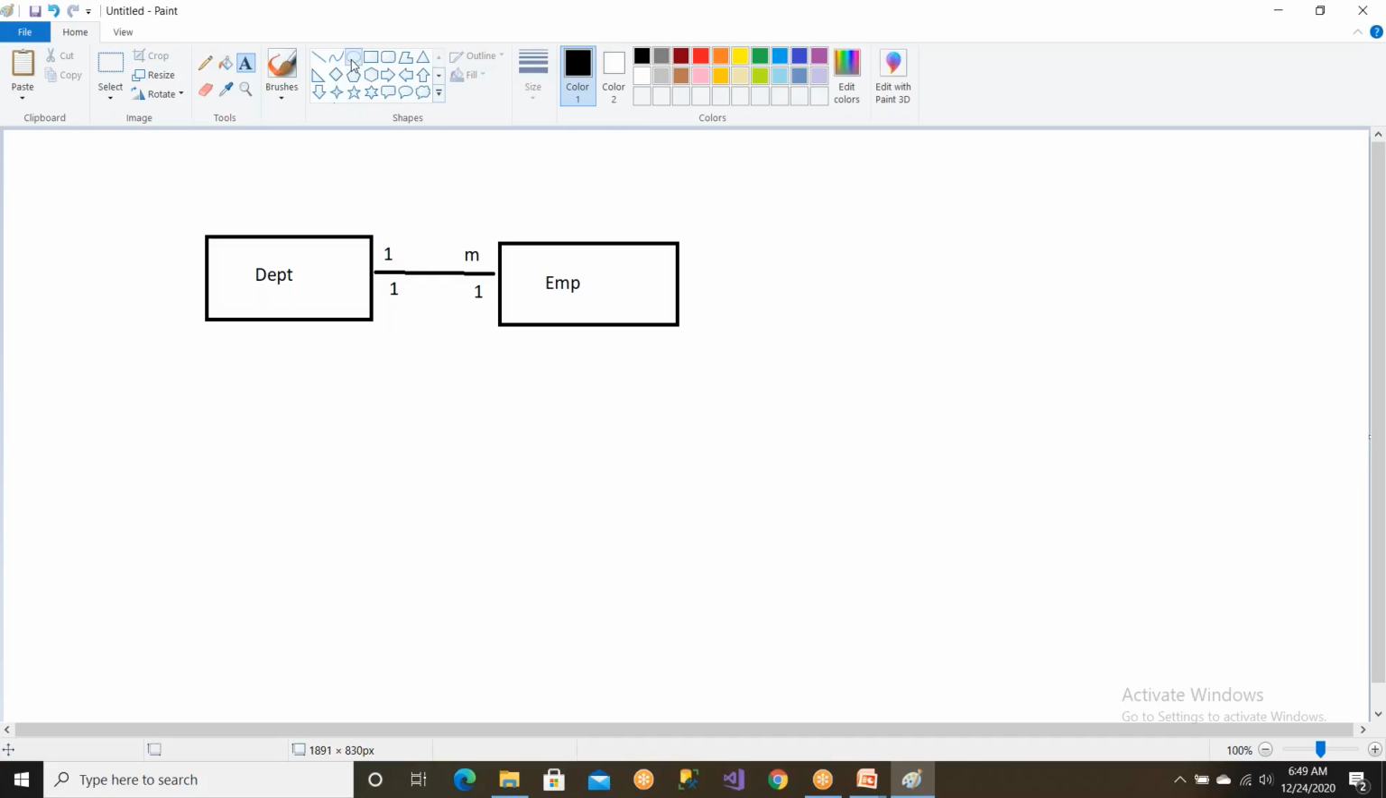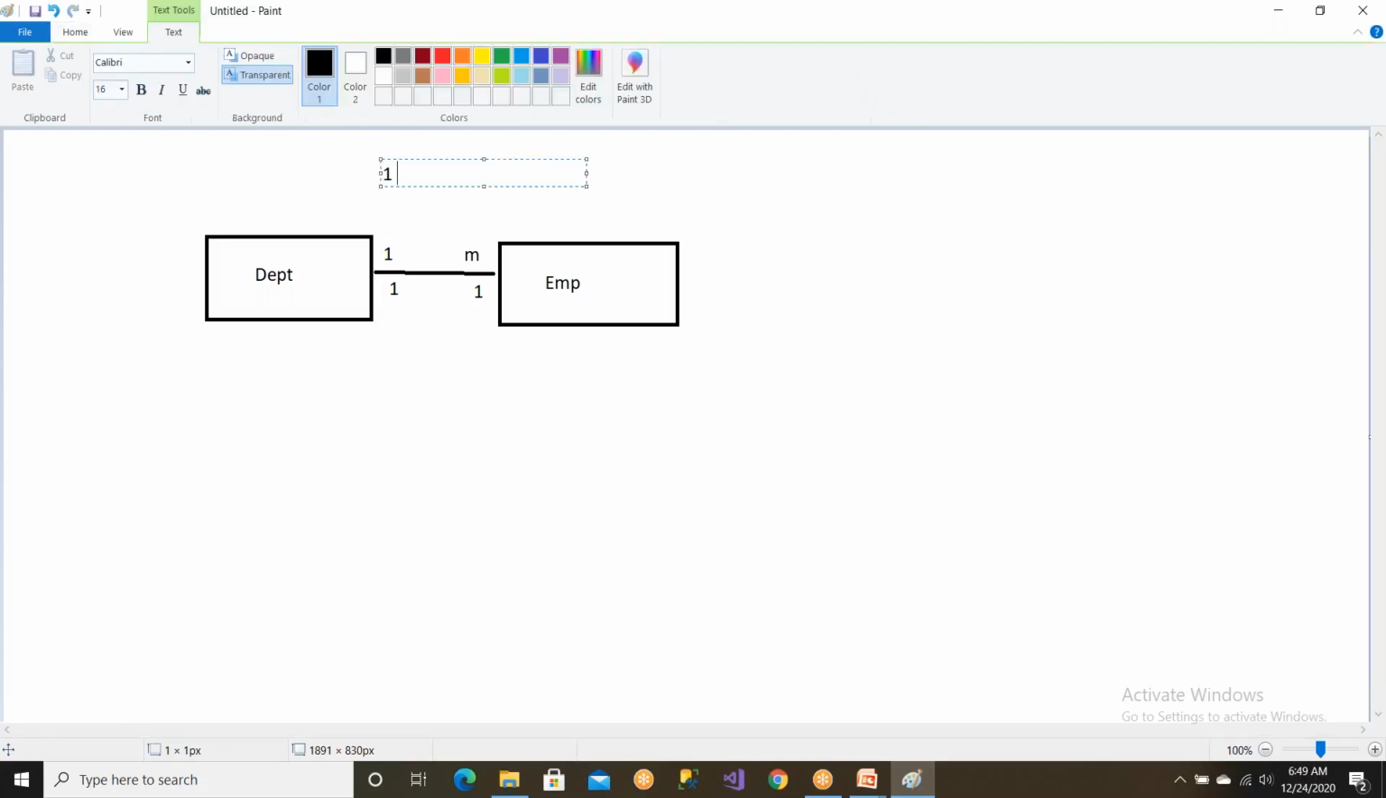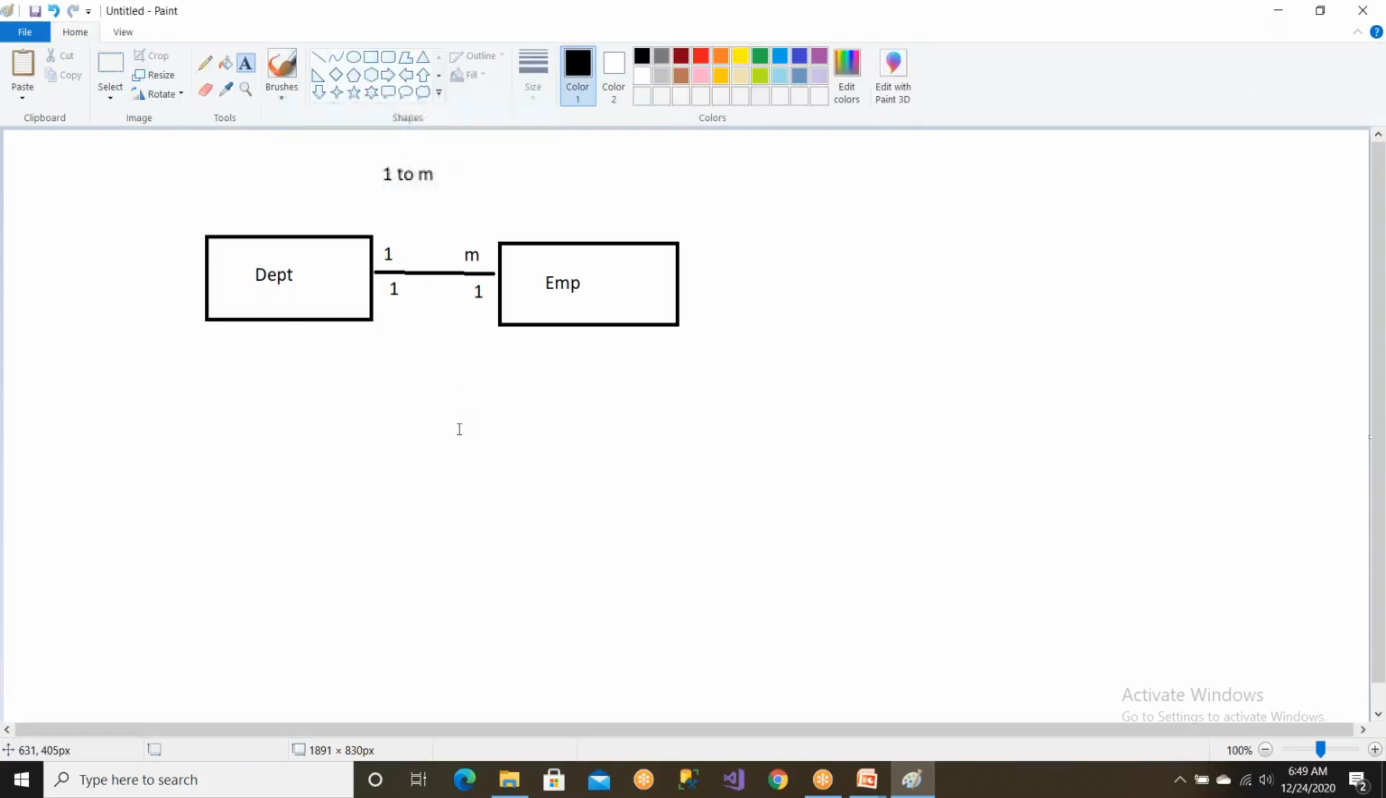In this case, on this side we have one and one. What is the maximum? One, because when you compare one and one, the maximum value is one. And M and one, what is the maximum value? M. So it is called one to many. If you reverse employee and department, it will become many to one. Already we said that, so we have a department ID and employee.